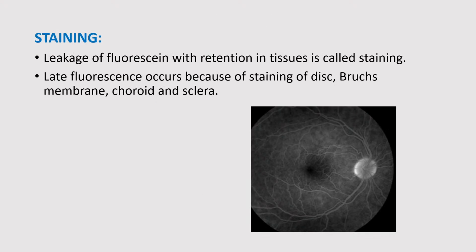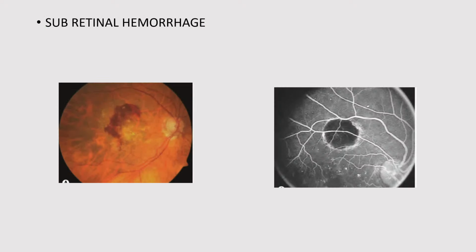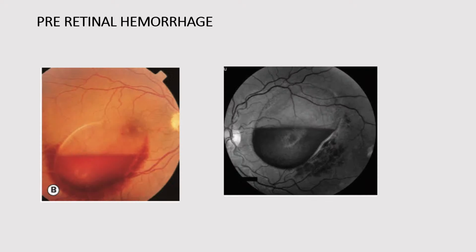Staining: leakage of fluorescein with retention in tissues is called staining. Late fluorescence occurs because of staining of the disc, Bruch's membrane, choroid and sclera. Masking, blocked fluorescence effect: a kind of hypofluorescence occurring due to optical obstruction of normal fluorescence, in cases of cataract, corneal opacity, preretinal hemorrhage, vitreous hemorrhage, subretinal hemorrhage. Subretinal hemorrhage. Case of preretinal hemorrhage.